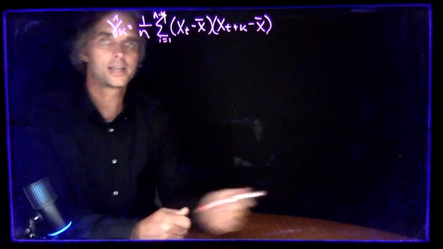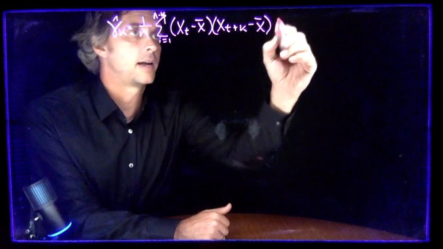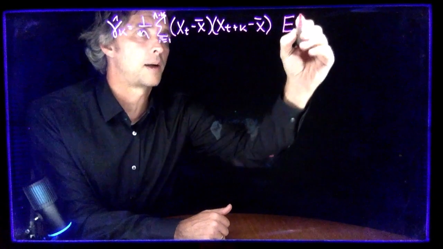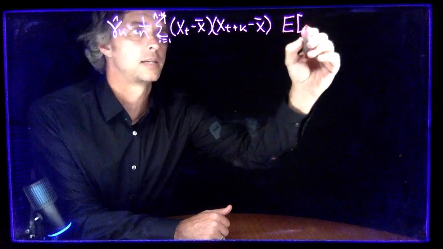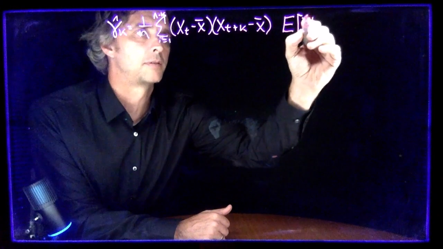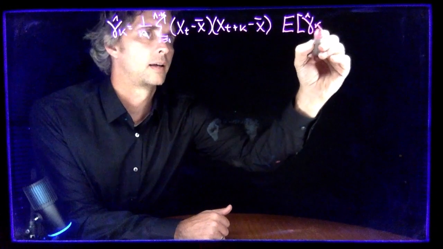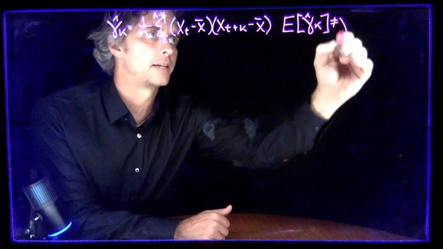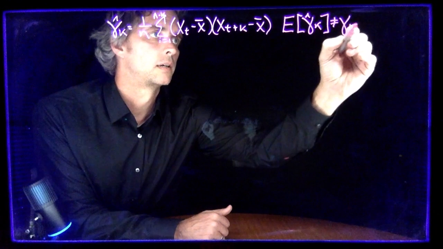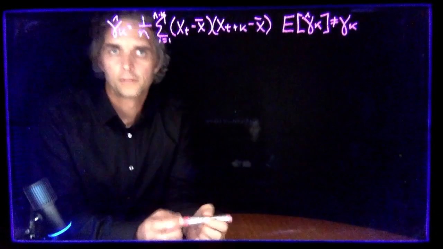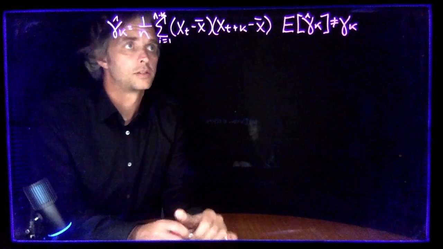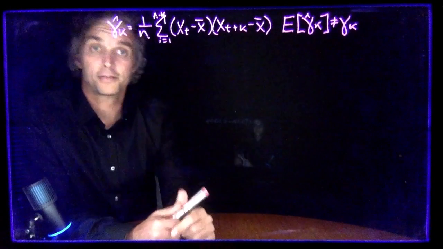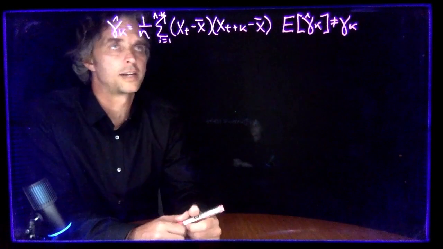Now, this has a not as nice theoretical property: this one's actually biased. The expected value of gamma hat k is not equal to the population gamma, the population autocovariance. So that's not a great theoretical property, but it does have some nice practical properties we'll see here in a second.